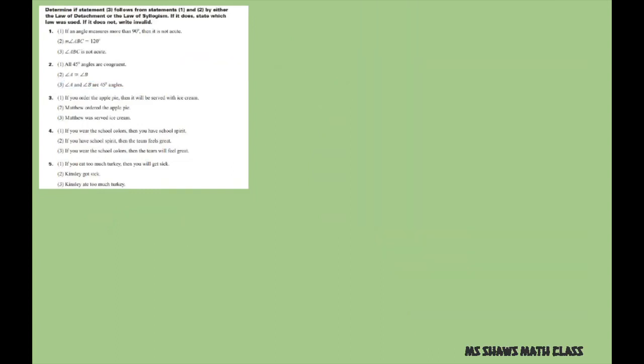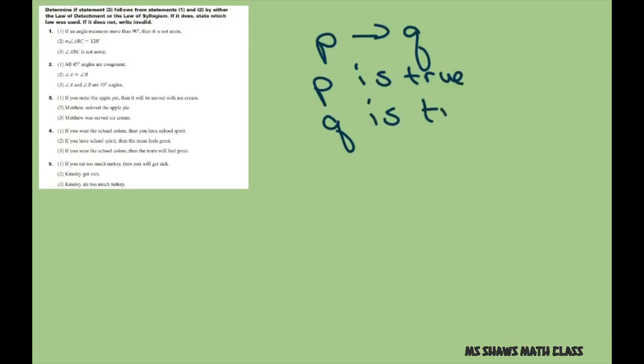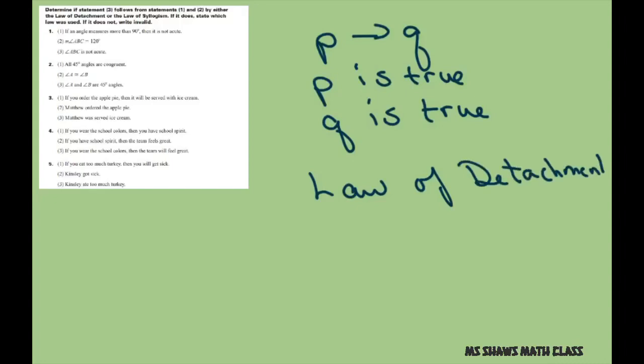It says, if you order apple pie, then it will be served with ice cream. Matthew ordered an apple pie, so P is true. That means Matthew was served apple pie with ice cream, so that means Q is true. That's the law of detachment. All right, and that one's this one.